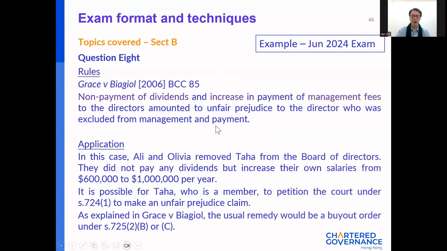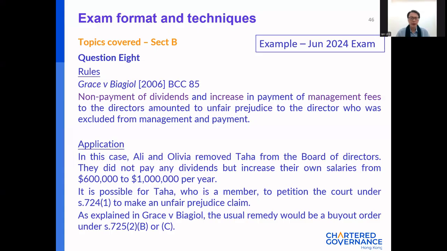And then a court case that may be relevant in this one: non-payment of dividends and increase in payment of management fees to the directors amounted to unfair prejudice to a director who was excluded from management and payment. So it's a bit similar to our situation. It's where you have a dispute, and then for some reason they stop paying dividends, but then one of the parties was excluded from management and excluded from payment of the management fees or directors' fees. Then the court may see that as an unfair prejudice arrangement.